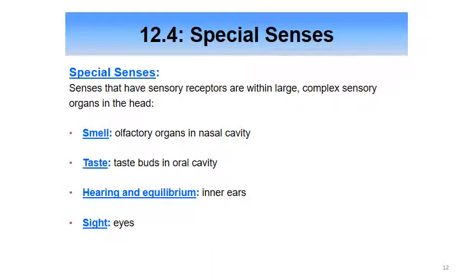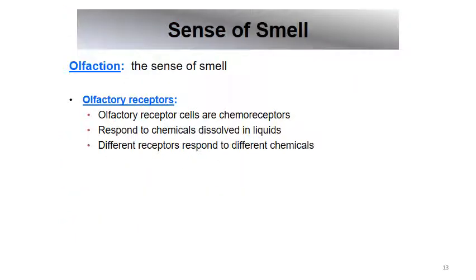Okay, so next is special senses. We'll talk about smell, taste, hearing, and equilibrium, and also vision, sight. Know that olfaction means the sense of smell. Our olfactory receptors are at the top part inside our nose. These are chemoreceptors, and they respond to the chemicals dissolved in liquids or in the air.